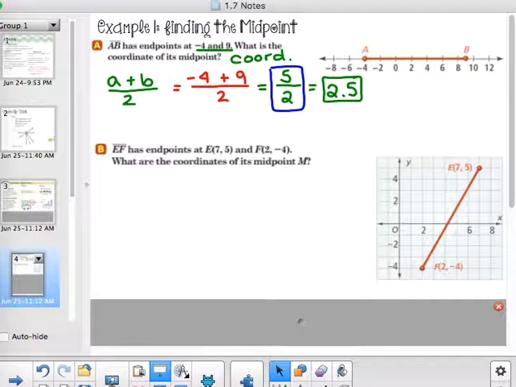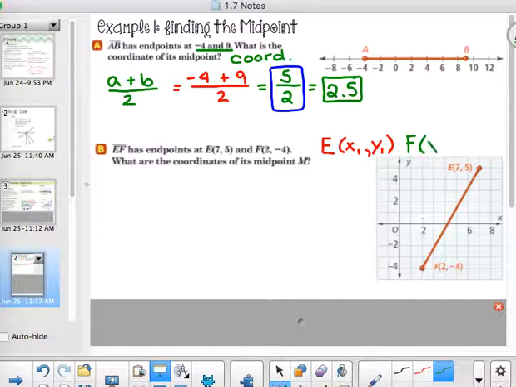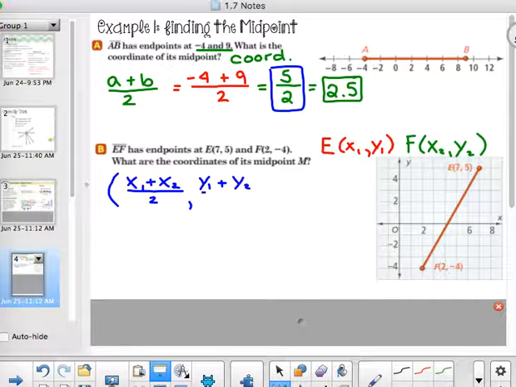All right, the next one. Segment EF has endpoints at E (7, 5) and F (2, -4). What are the coordinates of its midpoint? We're going to let the coordinate for E be our values for x1 and y1, and we're going to let our coordinate for F be our values of x2 and y2. Then I'm going to write my formula here just to give myself a point of reference: x1 plus x2 all over 2, and y1 plus y2 all over 2. This is what I'm going to use to find the coordinate of the midpoint of this segment.